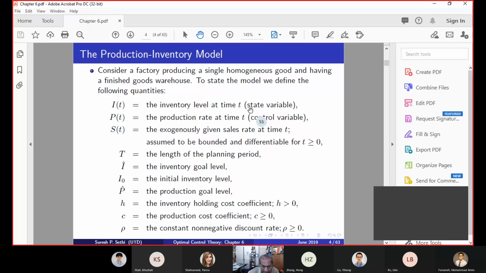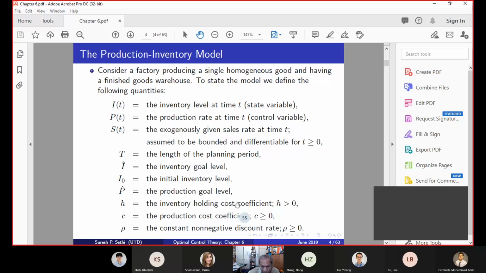So I_t is the inventory level at time t. P_t is the production rate at time t. S_t is the demand, which changes over time. T is the length of the planning period. We're going to assume it to be fixed right now. I_0 is the initial inventory level, which can be 0, but we can assume it to be general. We allow shortage, so we allow negative inventory levels. That means we allow backlog.